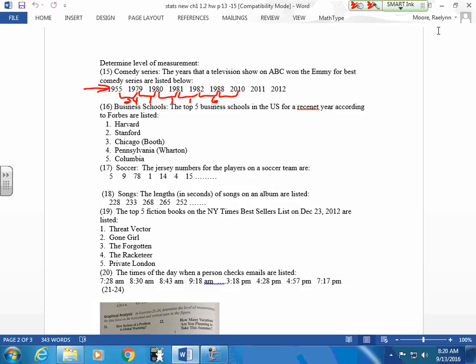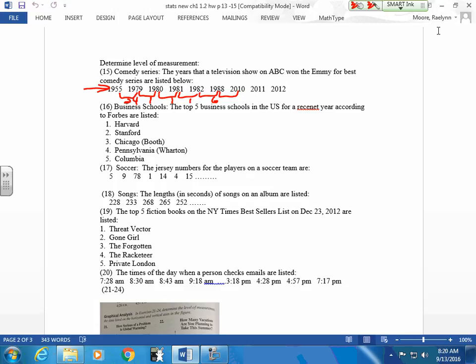See the difference? When somebody says how many years, how many minutes, that's ratio. When someone gives you the title of it, this is 1997, this is 1999, oh, 2 years later, that's all I can say. That's interval.